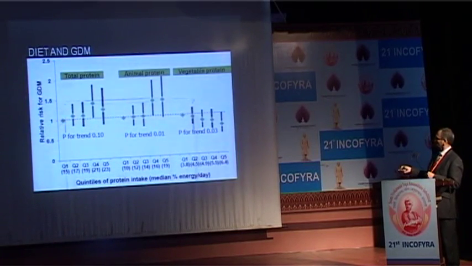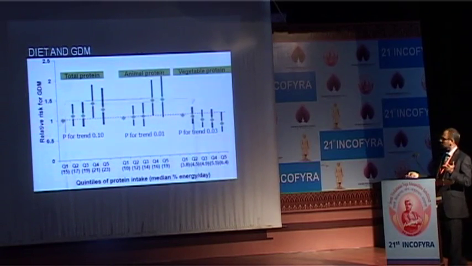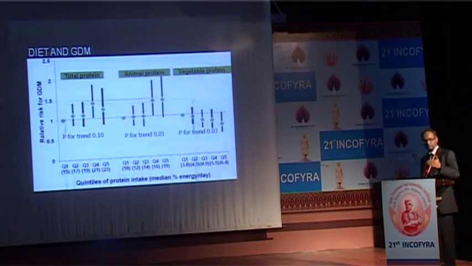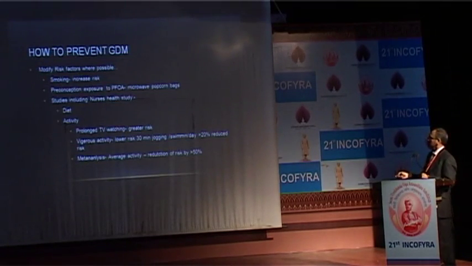Okay, so having more protein in the diet is supposed to increase the risk of gestational diabetes. The mechanism is not well understood, but vegetable protein does help in reducing the risk of diabetes there. So how to prevent, again this is a summary of that.